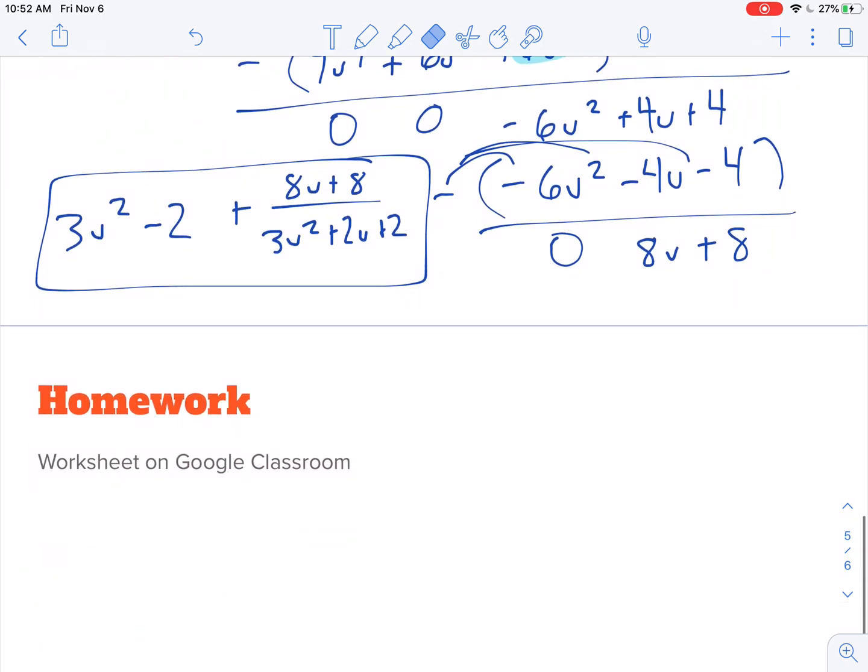You guys have a worksheet on Google Classroom. It's a little bit lengthy, but we really want to practice this skill because it's going to become very important for rational functions in a couple weeks.